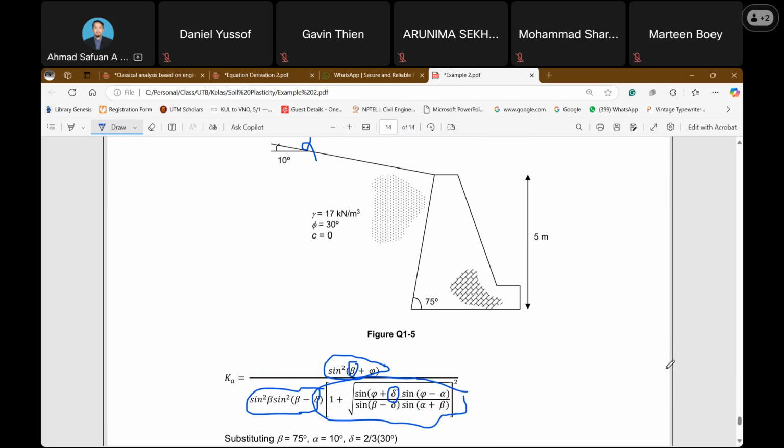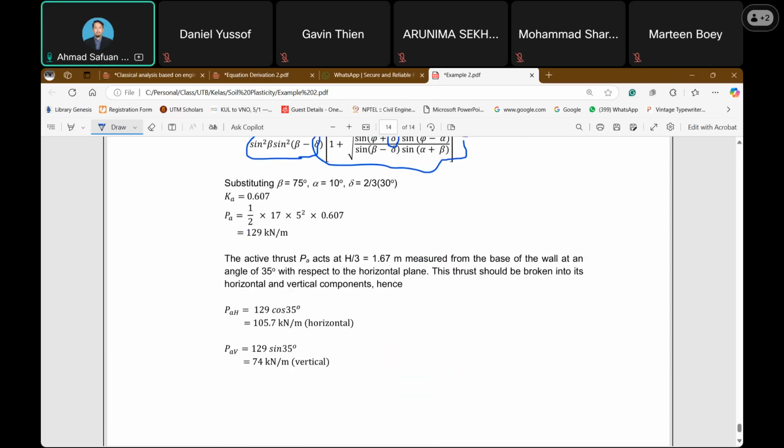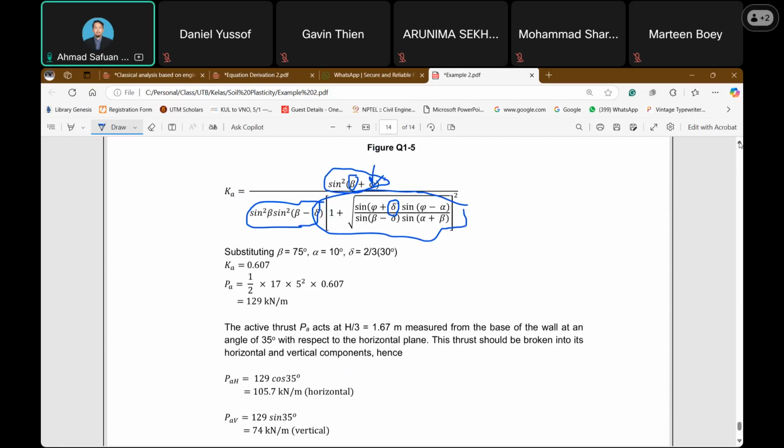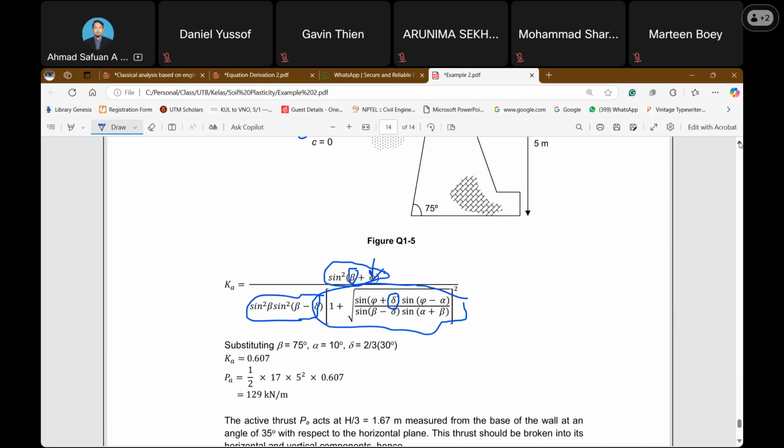Okay, so the phi is different in terms of the symbol. Usually the phi is described based on this one, like this, not like this. So do you get the same value? 0.607. Dapat? Kena buat. You need to try. Make sure that you have a calculator.